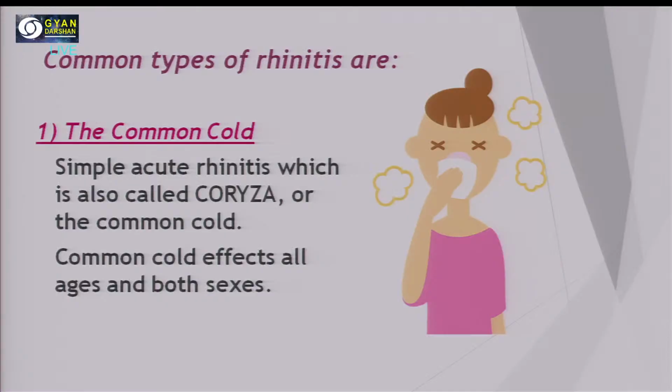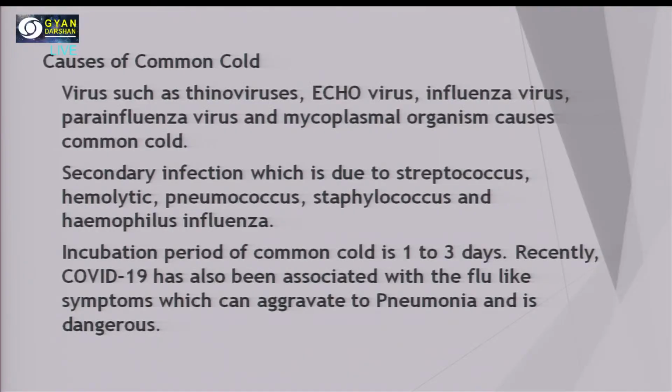When we talk about the most common form of rhinitis, we usually say that it is the common cold. Common cold is the simple acute rhinitis, which is also known as coryza, and it affects both ages and both genders equally. Any age can be affected by common cold, especially today, as we see around us everybody is suffering from cold, and when the seasons change, people usually fall prey to the common cold. The next thing is: what are the various causes of common cold?